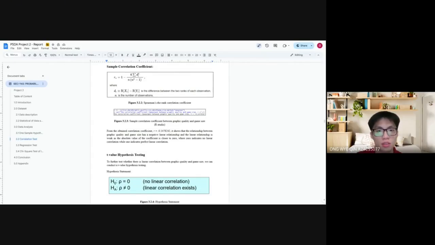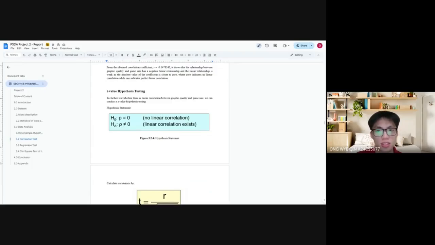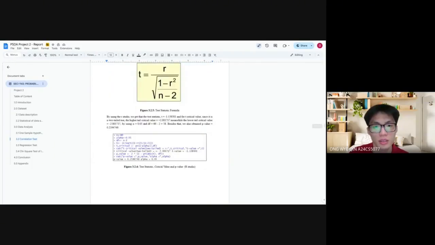To be more confident, we ran the hypothesis testing using a significance level of 0.05. As a result, our t-value is negative 1.138, and the p-value was 0.259, which is greater than the significance level 0.05. So based on this, we fail to reject the null hypothesis, meaning that there is not enough evidence to say that a real linear relationship exists.